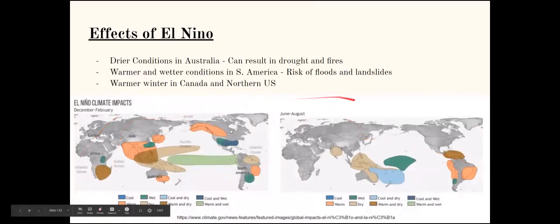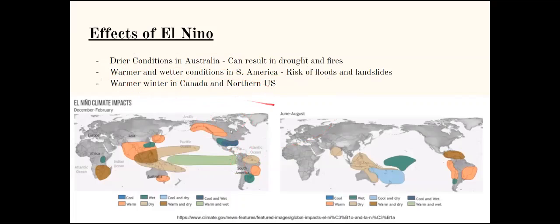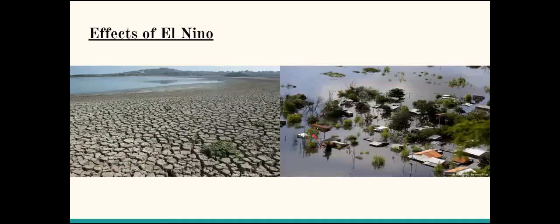Again, these images kind of show you the overall climate impacts of an El Nino. Drier conditions in Australia result in droughts and fires. Warmer and wetter conditions in South America, which risks floods and landslides over here. And additionally, we can even feel some effects up here where you're going to see a warmer winter in Canada and northern US because again, the winds are going to push this way, bring with it warmer air and warmer water. These images just kind of show, again, droughts you're going to see in Australia, flooding in South America.